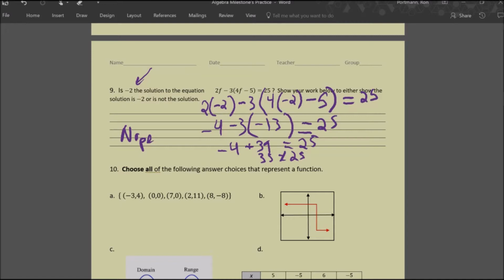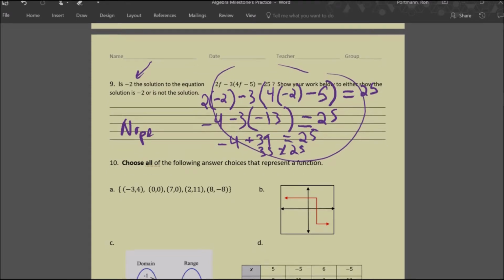All right, if you were to solve for f, you distribute, you combine like terms, and then you'd solve. Okay, that's all you need to show for that one. Show your work below to either show the solution is negative 2 or is not. I mean, that's what all this is right here. That's showing your work, and it says, is it the solution? He said, no. That's good enough.